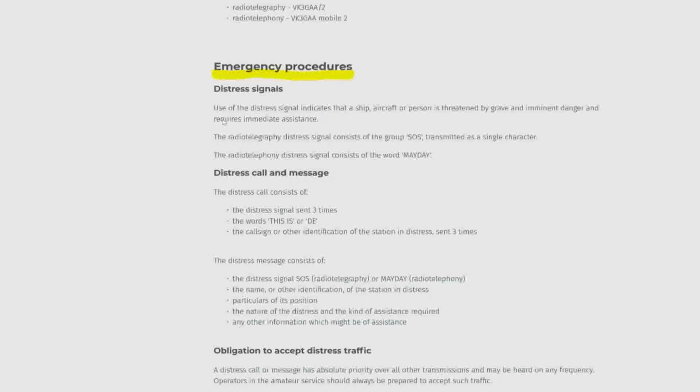A distress call is the use of a distress signal. The use of a distress signal indicates that a ship, aircraft, or person is threatened by grave and imminent danger and requires assistance. In telegraphy or digital modes, it's SOS. It doesn't mean save our souls, it's just SOS. And in voice, it's Mayday. And normally sent three times.